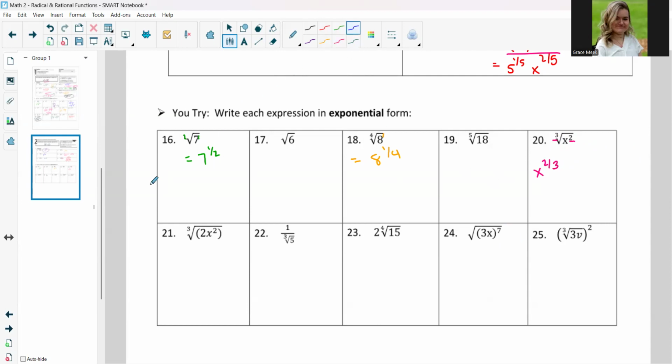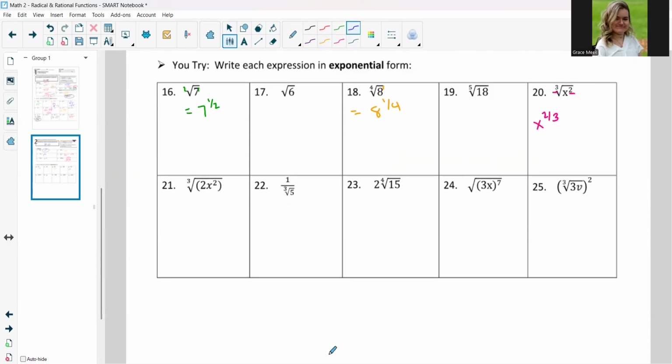And on number 22, I see that it's a fraction, so I'm going to make my rational exponent first, and then I'm going to make it negative. So then I'm going to have 1 over 5 to the 1/3. And then again, I just make it negative, 5 to the negative 1/3 power. I'll rewrite that just to make sure you guys see that it's negative.